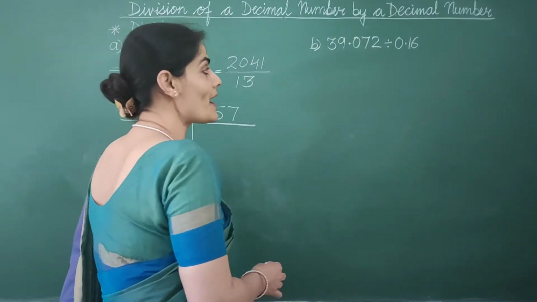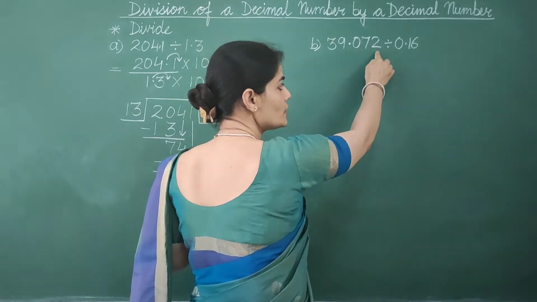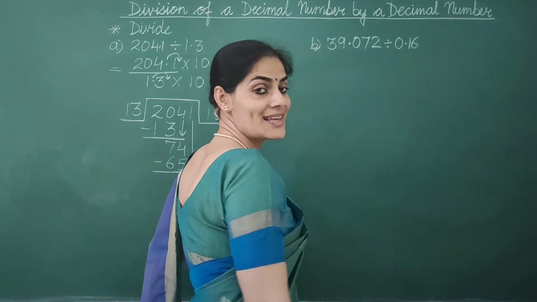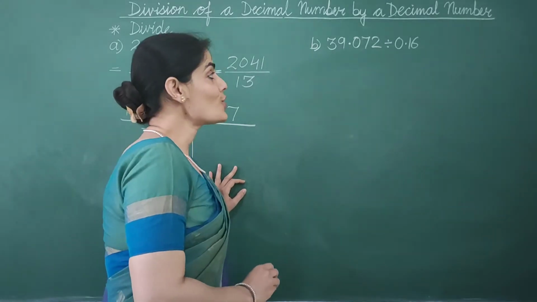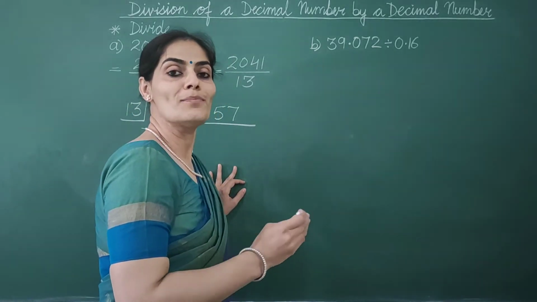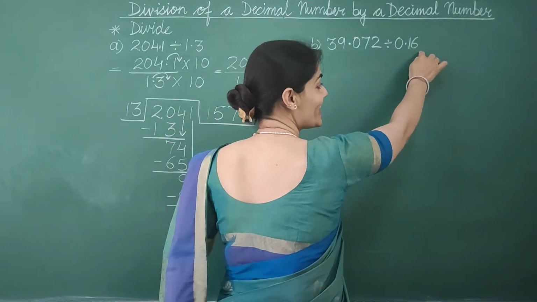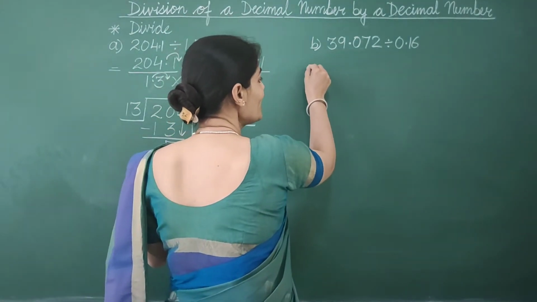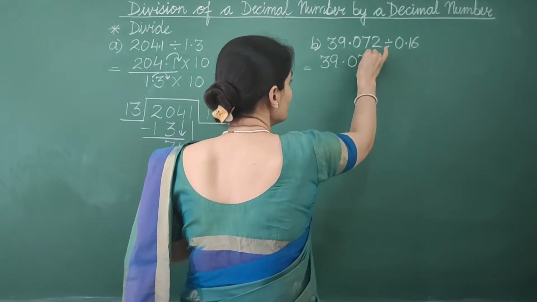Now look at part B, everyone. Here 39.072 is to be divided by 0.16. The divisor has got two decimal places. So both the dividend as well as the divisor should be multiplied by 100 so that this divisor gets converted into a whole number. So again I write this division problem in the form of a fraction.